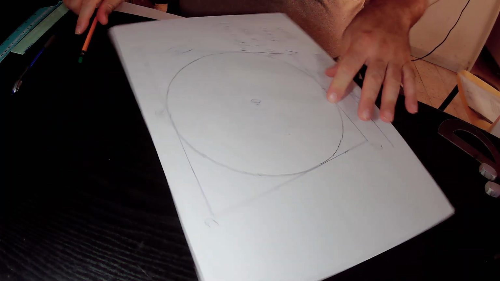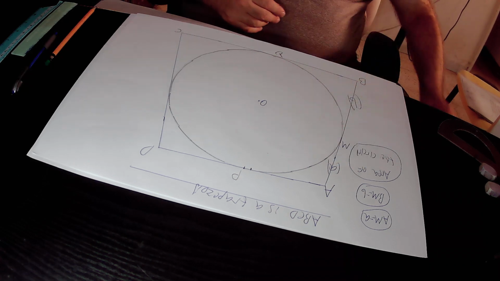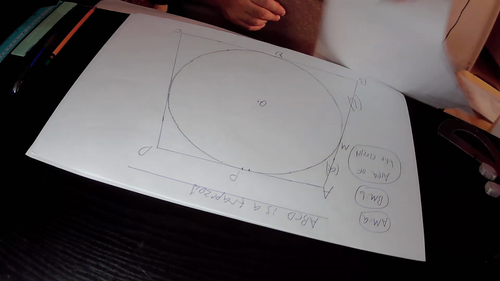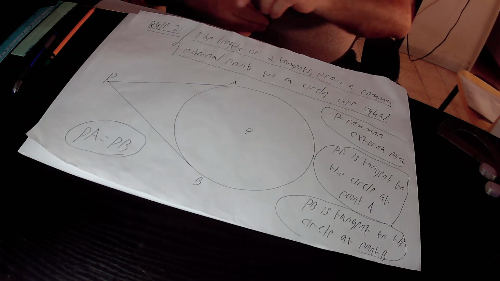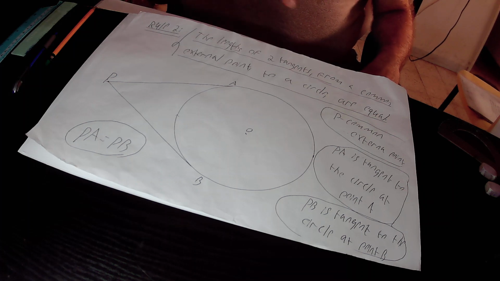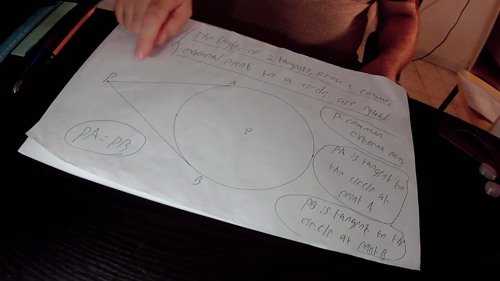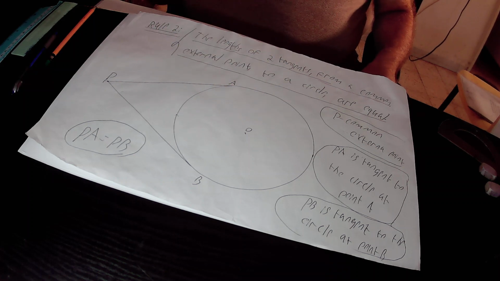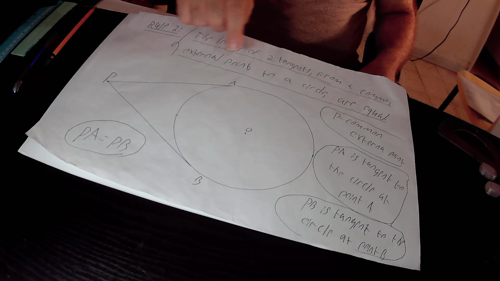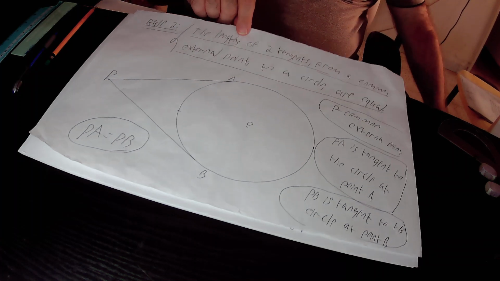So here we can implement rule 2. So I will quickly review rule 2. According to rule 2, the lengths of two tangents from a common standpoint to a circle are equal. In the drawing, we have a circle. This is the common standpoint, point P. From this common standpoint, point P, we have two tangents to this circle, tangent PA and tangent PB. And according to rule 2, they are equal to each other. That is to say, PA is equal to PB. So we can actually implement rule 2 in our drawing.